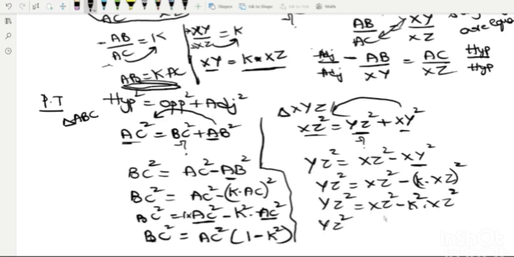Now here you can take the common XZ square in both the things. You can write it as 1 into XZ square. So if we take out the XZ square as common, the one thing that is left is 1 minus K square.